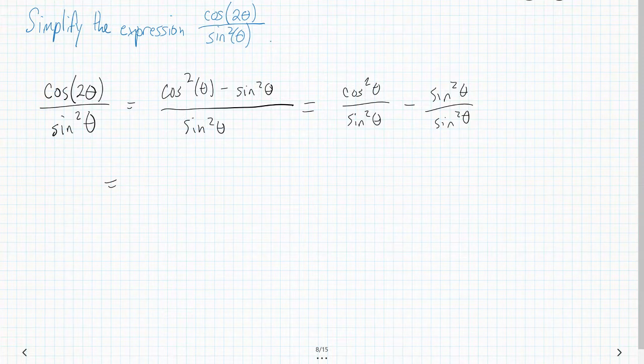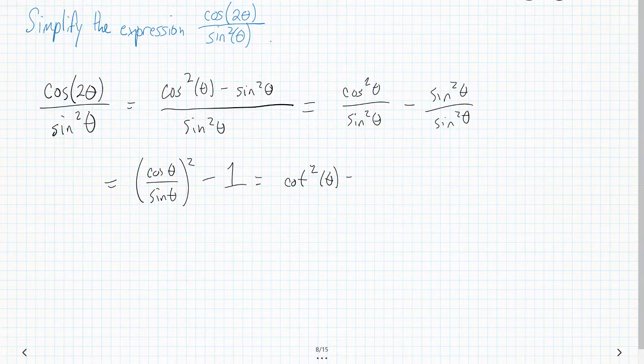You might recognize this is very similar to something we did before, just happened to work out that way. When you have cosine squared theta over sine squared theta, you can rewrite that as cosine theta over sine theta, the quantity squared, minus sine squared theta over sine squared theta, that's just going to be 1 because the tops and bottoms cancel. Cosine theta over sine theta, what does that equal? Well, that's just cotangent theta. We talked about that before, and we're squaring it, so we'll write that as cotangent squared theta, and then minus 1.